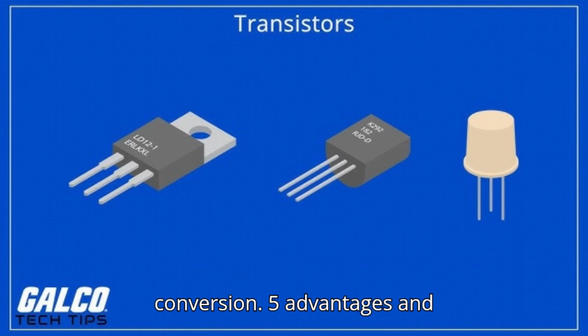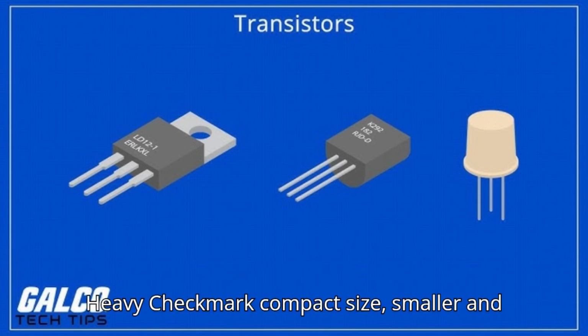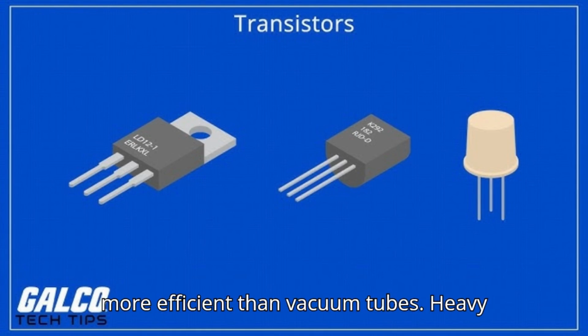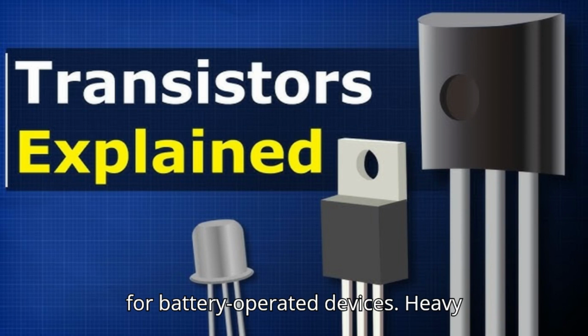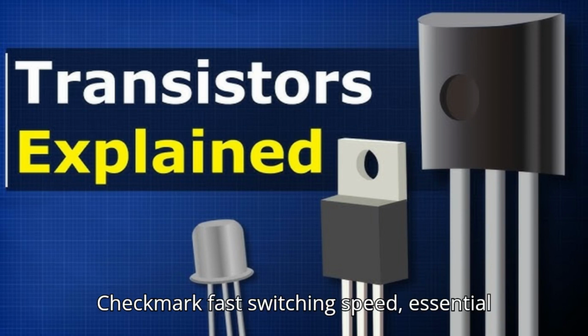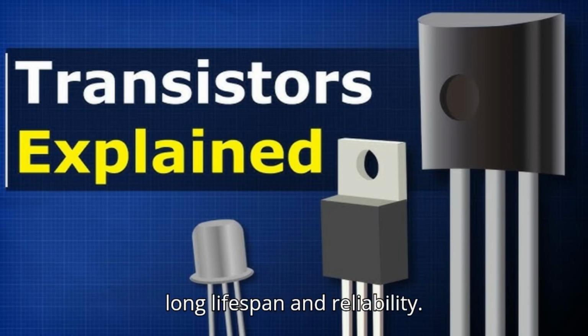5. Advantages and limitations of transistors. Advantages. Compact size, smaller and more efficient than vacuum tubes. Low power consumption, ideal for battery-operated devices. Fast switching speed, essential for modern computing. Long lifespan and reliability.